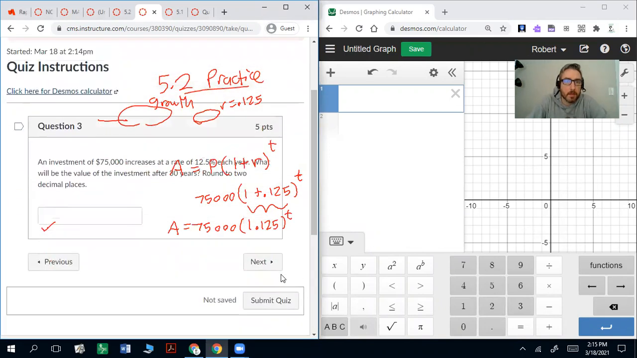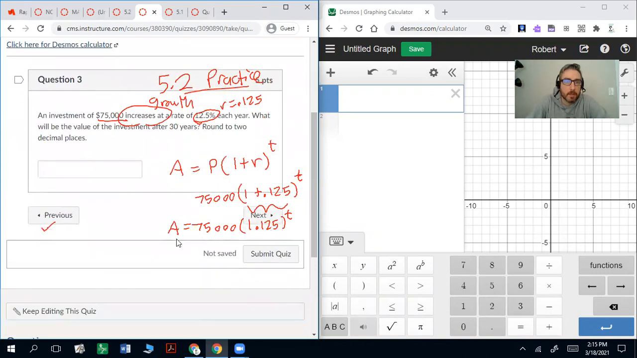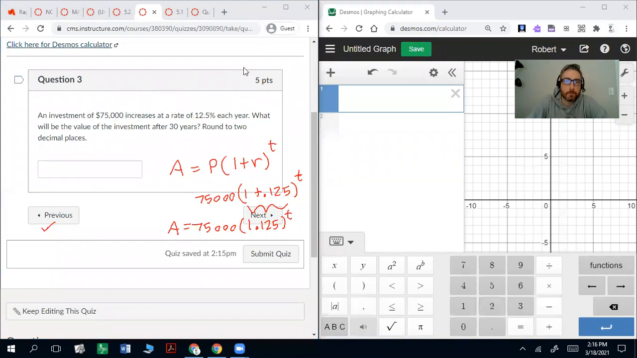So this problem wants you to calculate it. So this is number 2. So we're actually using the same function here, 75,000 times 1.125 to the T power. We want to know what it's going to be like after 30 years. So let's plug in 30. 30 is going to be your T, so we're going to plug in 30 up there. And let's do 75,000 times 1.125 to the 30th power.